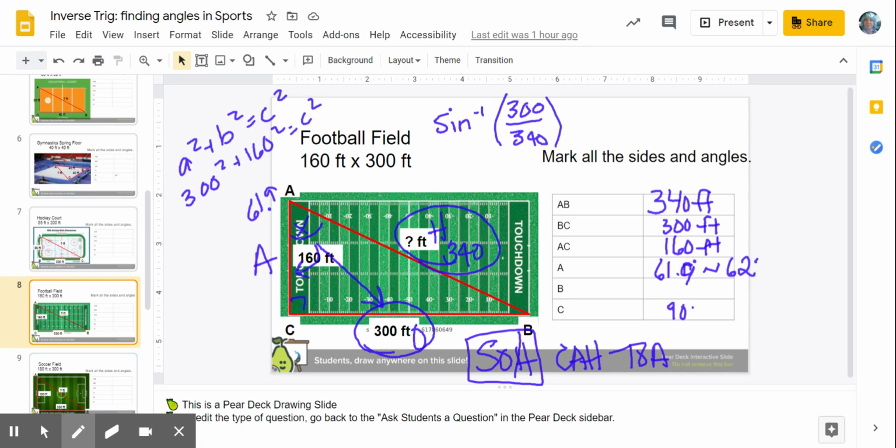So then if I know this is 61.9 and I know angle C is a 90-degree angle, A plus B should equal 90 degrees, right? So you can do the whole triangle, 180 minus 90 minus 61 or 62, or you can just do 90 minus 62, which gives us 28. Boom.